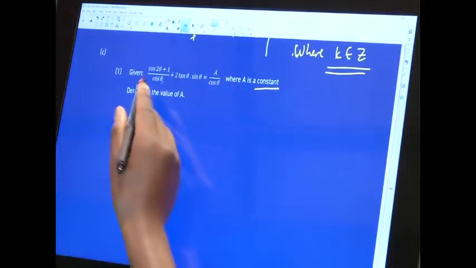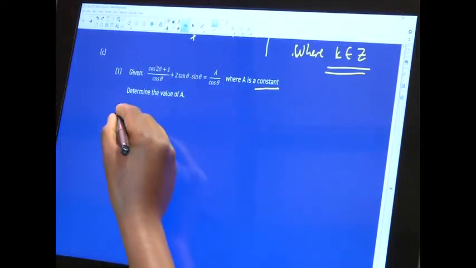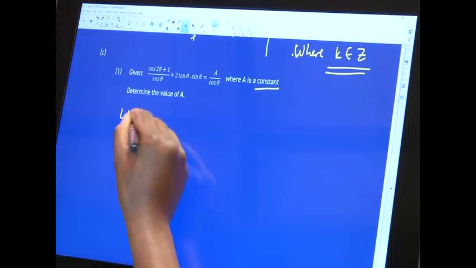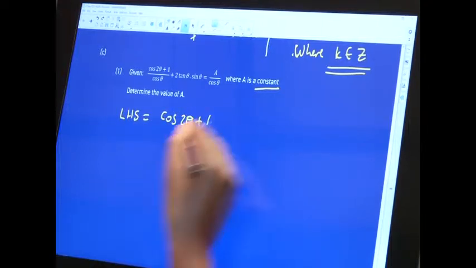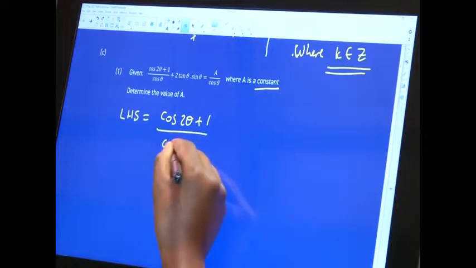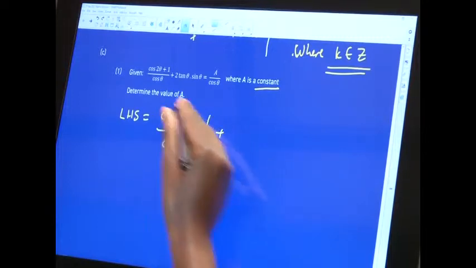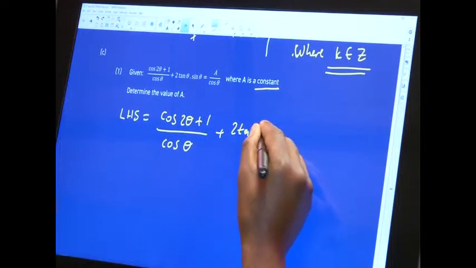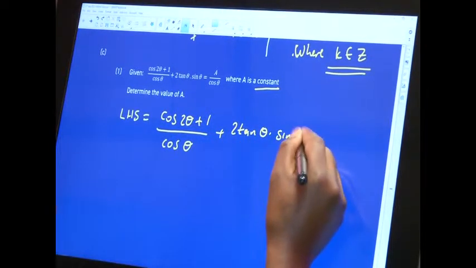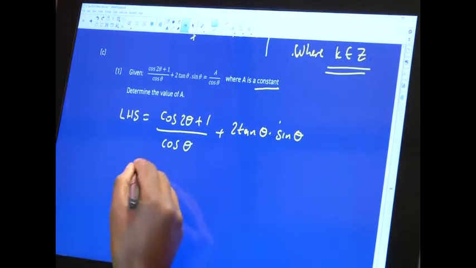So let's do that. How do you prove identities? I'm going to take the stuff on the left-hand side, the expression on the left-hand side. Left-hand side equals the cosine of double theta, add 1 on that, divided by the cosine of theta, and we have to add 2 tan of theta. I don't know if we're going to have enough space, but we're going to find a way around this together.